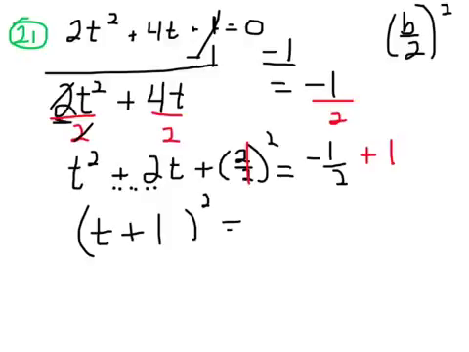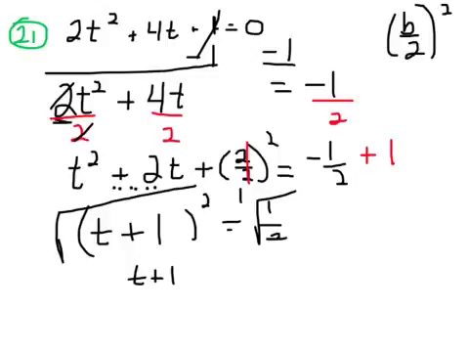Alright, on the other side I have negative 1/2 plus 1. That's a positive 1/2. Now that I have this, I can actually solve this problem by square rooting both sides. So sometimes if you hate the quadratic formula and you can't factor something, this is another option. The square root of t plus 1 squared is just t plus 1.